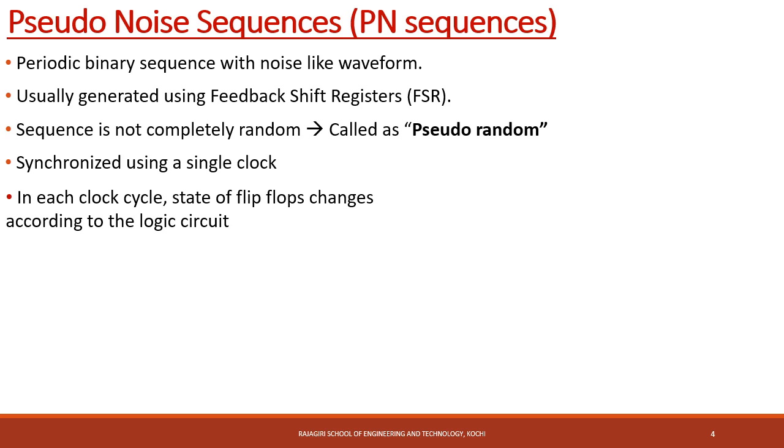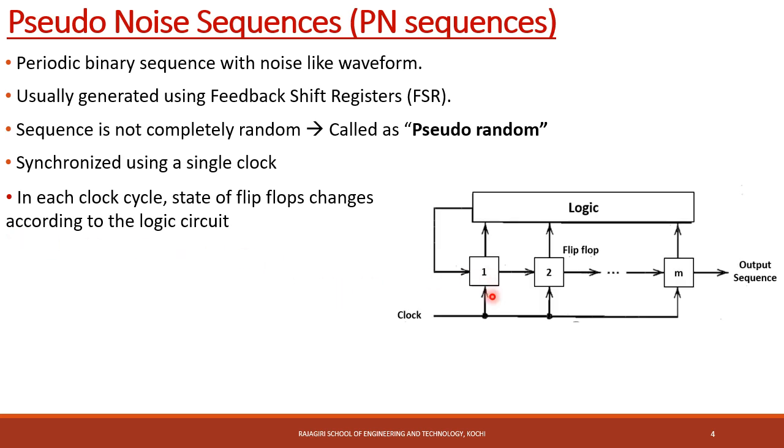Pseudo-noise sequences or PN sequence is a periodic binary sequence which will look like a noise waveform. It's generally generated using feedback shift registers. As you can see in this circuit, we have M flip-flops which are connected serially and synchronized to a single clock signal. We have a feedback logic which takes the output of the M flip-flops, and the output of the logic circuit is fed back to the first flip-flop. The final output sequence is obtained from the last flip-flop.